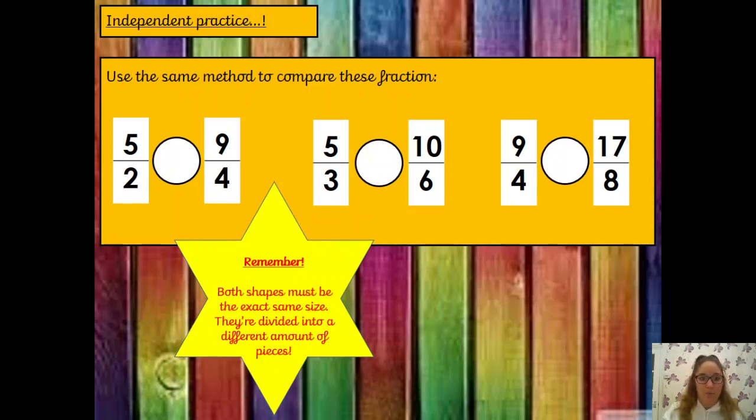Okay, so answers then. 5/2 is greater than 9/4. 5/3 is equal to 10/6. Hopefully you noticed that was an equivalent fraction. They're completely equal, because 3 times 2 is 6, 5 times 2 is 10. And then 9/4 is greater than 17/8. Good job.